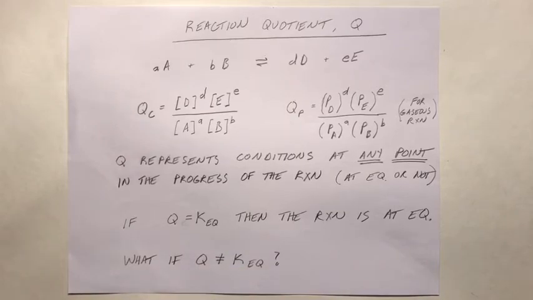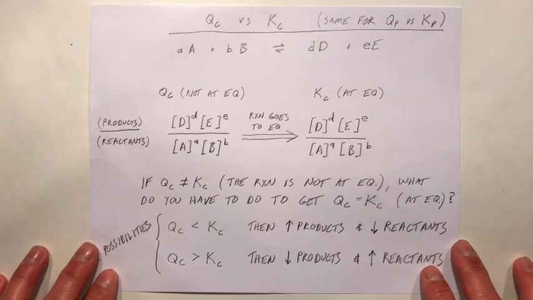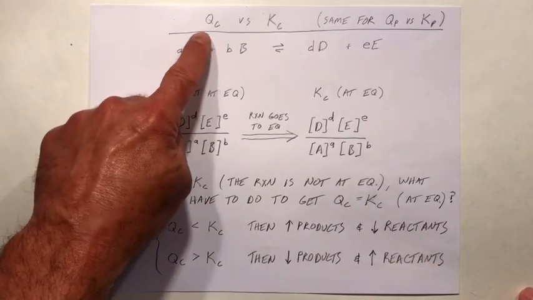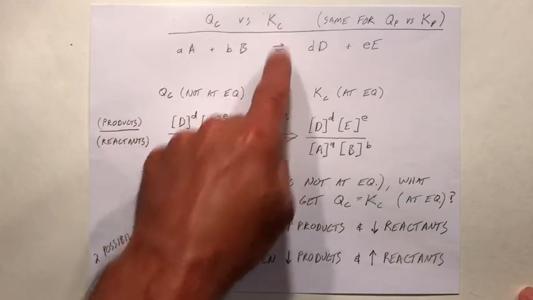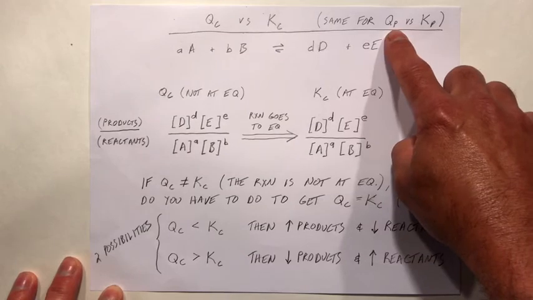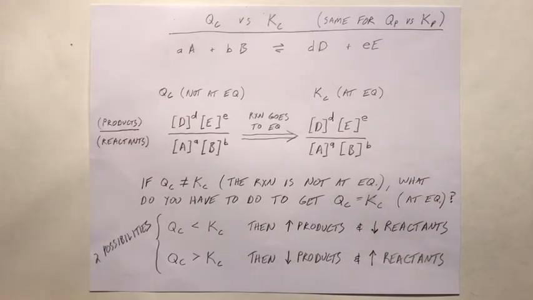What if the reaction's not at equilibrium? Well, let's take a look at that. Let's compare QC versus KC, so the reaction quotient versus the equilibrium constant. And the same comparison would hold true for pressure, QP and KP. We have that same reaction.